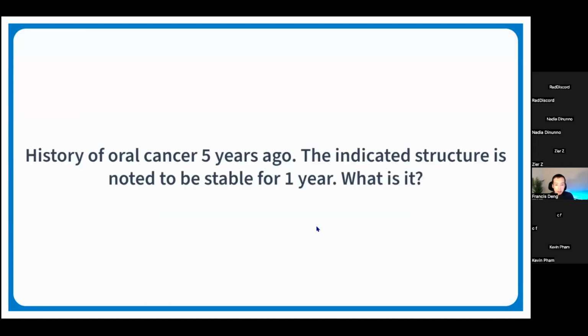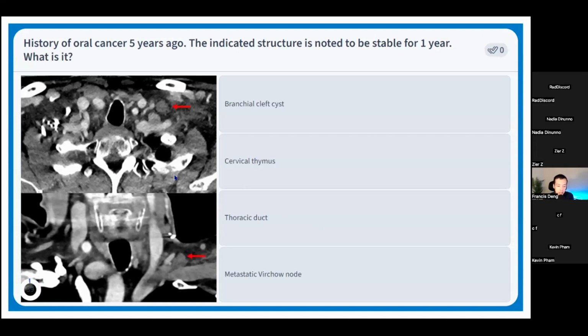Okay, next case up ahead. History of oral cancer 5 years ago. The indicated structure is noted to be stable for 1 year. What is it? This is a CT scan, axial and coronal images. I'm putting an arrow on the finding. CT neck with contrast.